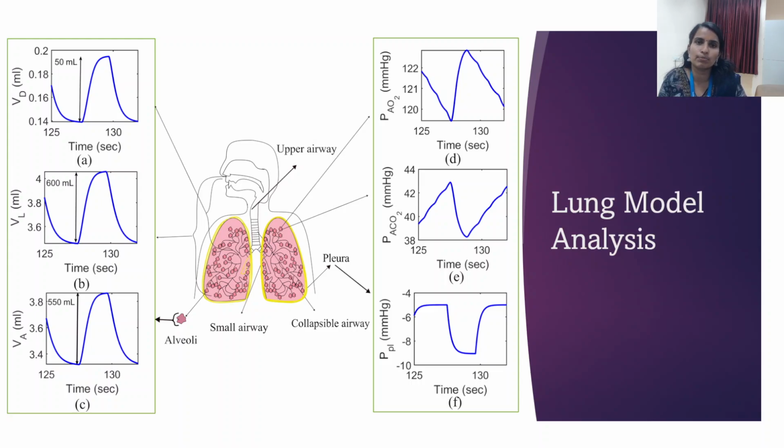In the same way, we need to do the lung model analysis. Here, for the lung we have considered the upper airway, smaller airway and collapsible airway, which are marked here. The pressure and flow volumes corresponding to each section are also given. From here we can see that the dead space volume is 50 ml, the total lung volume is 600 ml, and the alveolar volume is 550 ml. These stay in the normal range of tidal volume and dead space volume, so the lung also performs in a similar way to a human lung.